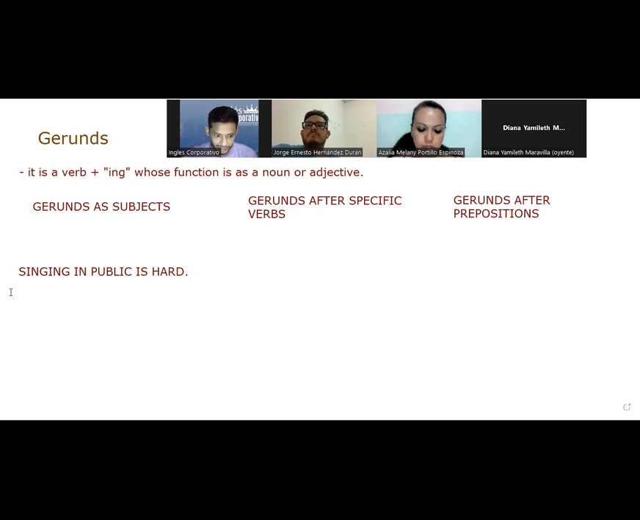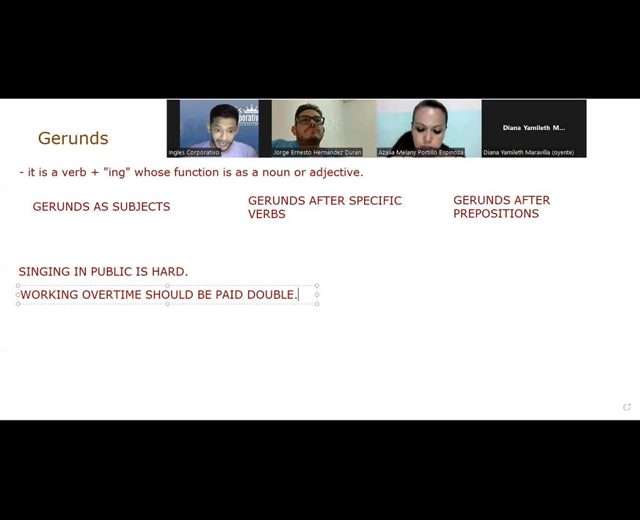Another example here, we can say working overtime should be paid double. Trabajar tiempo extra debería ser pagado al doble. Working, trabajar, no trabajando, okay? Yes, working overtime should be paid double.